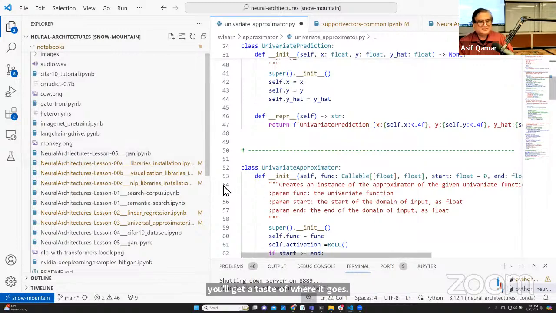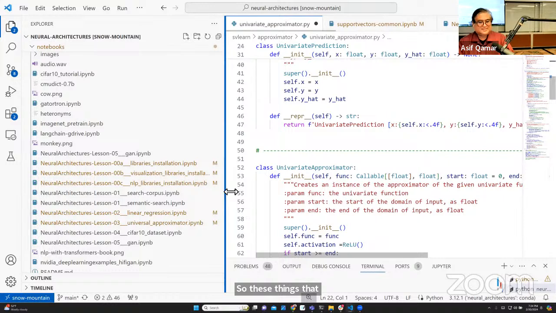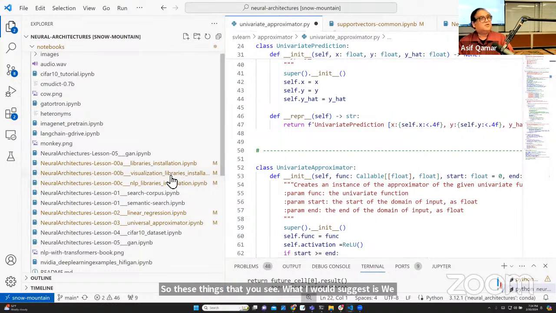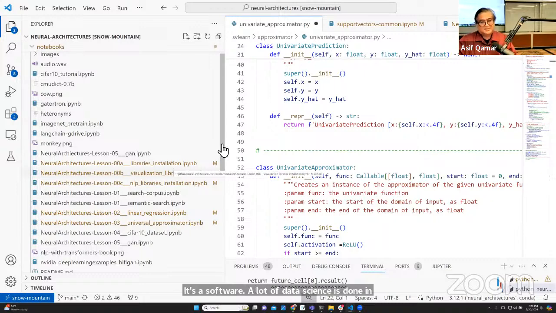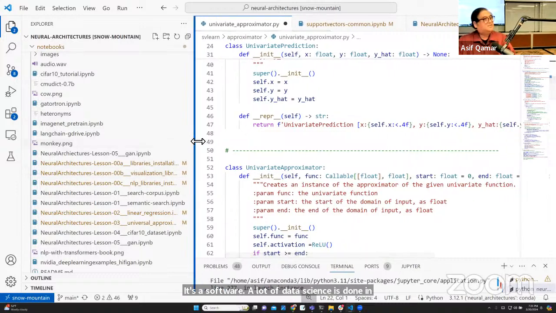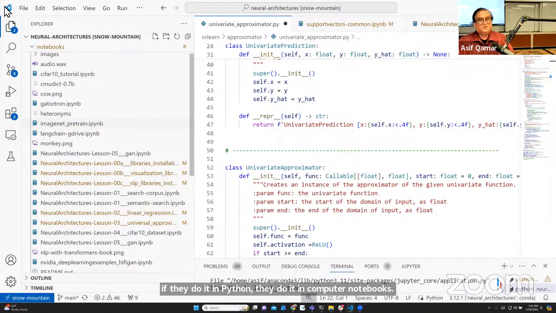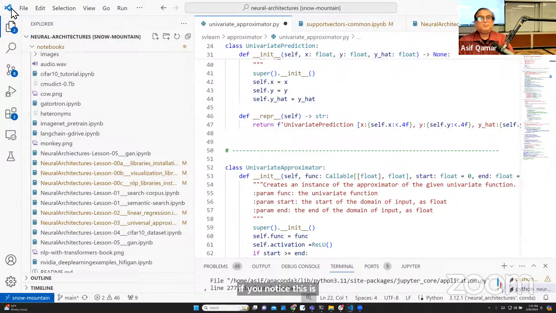So these things that you see, what I would suggest is we will go through the process of installing Jupyter Notebooks. It's a software. Much of the data science people do these days, if they do it in Python, they do it in Jupyter Notebooks, and they do it in Visual Studio Code. So if you notice, this is Visual Studio Code, VS Code. It is a very popular IDE. It's also completely free. And I'll take you through the process of just installing it on your machine.